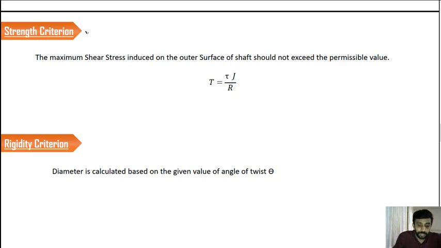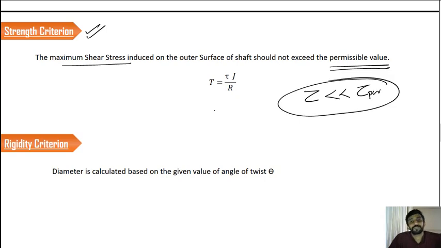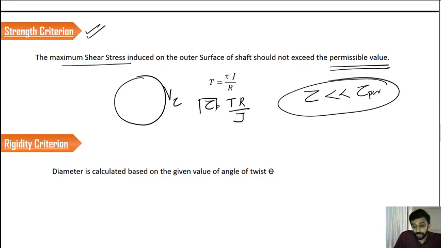So the first criterion is the strength basis, where the maximum shear stress produced on the outer surface of the material should be within the allowable value. So the tau generated should be less than the tau permissible. Tau is nothing but the one which is developed on the outside of the material. So tau is equal to T into R by J. This value has to be lesser than the allowable value. So that is the criterion called the strength criterion.